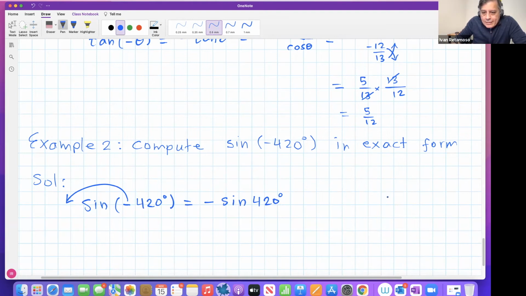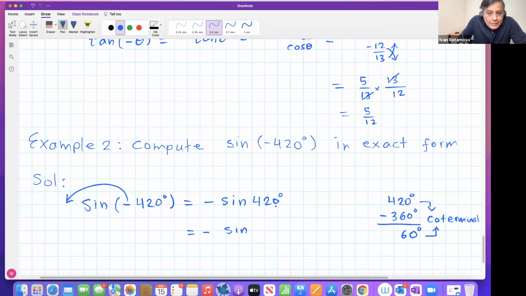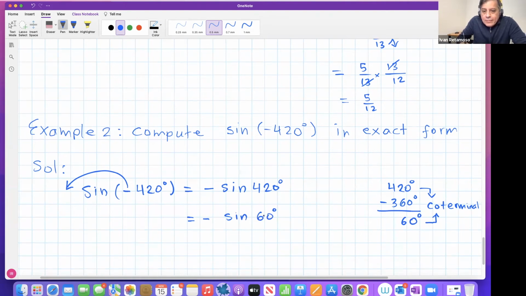But now how do I deal with this angle? Well, remember the general recipe, the general advice. When the angle goes over a full round, which is 360 degrees, immediately subtract those unnecessary full rounds, right? I'm gonna subtract 360, and that's gonna be 60 degrees. And instead of working with 420 degrees, work with its coterminal angle, which is 60 degrees. Trigonometrically speaking, 420 degrees is exactly the same as 60 degrees, so work with 60 degrees.